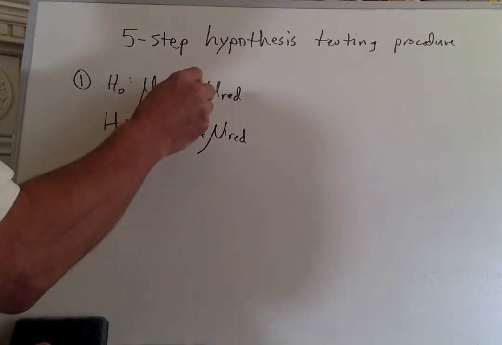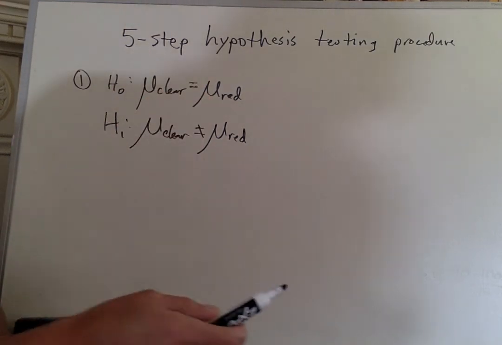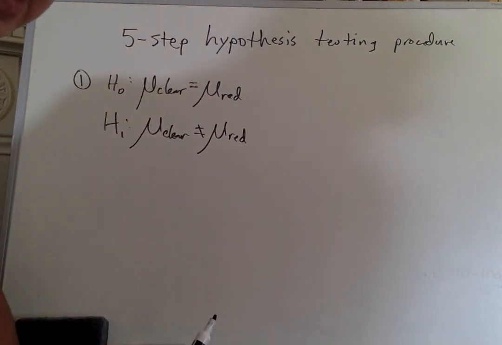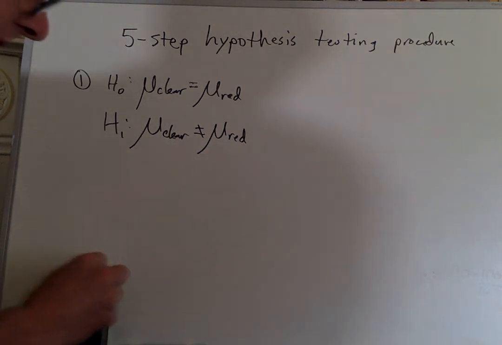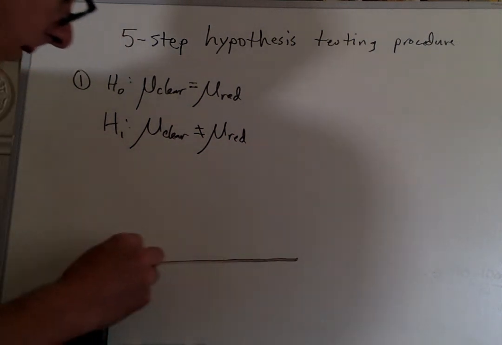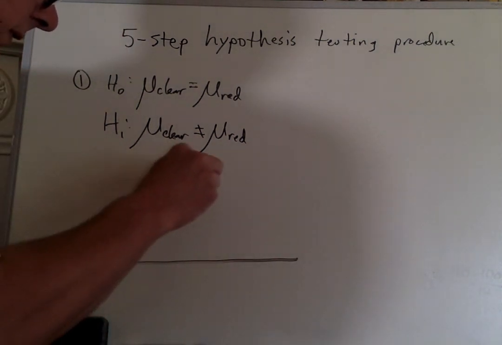Step 2 now is we have to operationally define what we mean by equal, okay? And so I want to do this graphically, and so I'm going to make my normal curve.